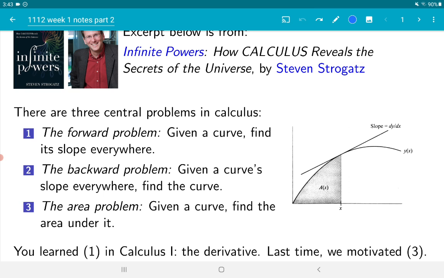Now, problem number two is essentially that exact idea, but backwards, so he calls it the backward problem. And instead of being given a curve and asked to find its slope everywhere, the backward problem says, suppose I was given the slope of a curve everywhere. Could I go backwards and rediscover what the curve must have been? So in other words, if somebody gave me perhaps another function that represents the slope of some curve, could I use that given function to discover the original function, whose slope everywhere is the function that was given to me?